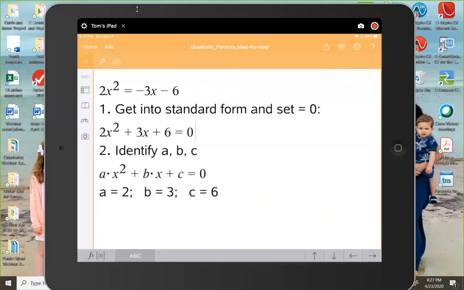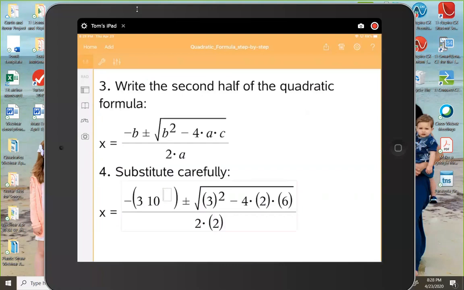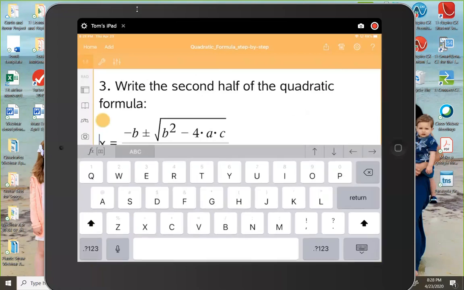And then they can identify the values for A, B, and C: 2, 3, and positive 6. This is just, again, helping them with that procedure. Some procedures still have to be taught. I like to think of generalizing and other things, solving problems, which we will get into in a little bit. So I have them write the second half of the quadratic formula. What does x equal? And then this is where they have to be really careful. They have to substitute and make sure the values go into the right spots. By the way, you'll notice I hit a wrong number and I just did an undo over here. Undo is this case right here. There's double arrows.